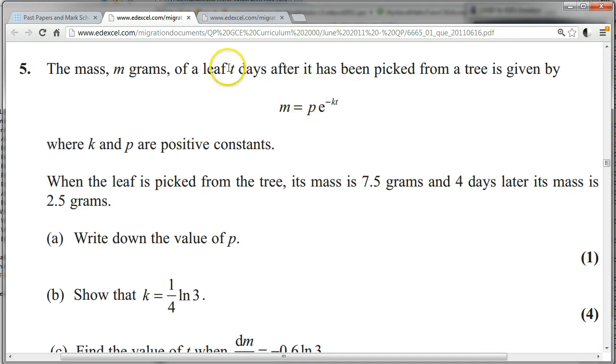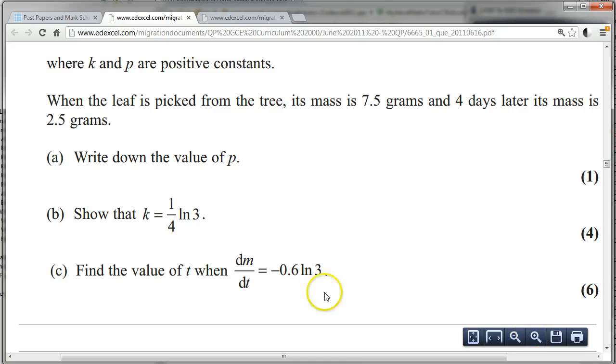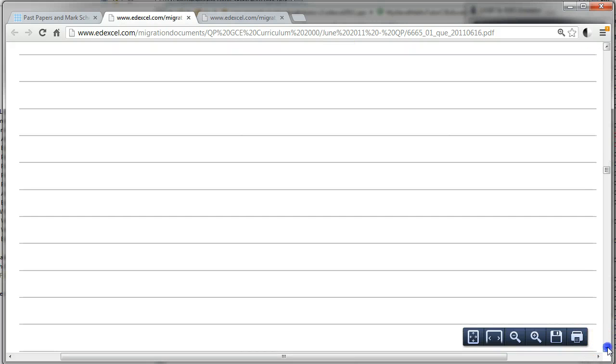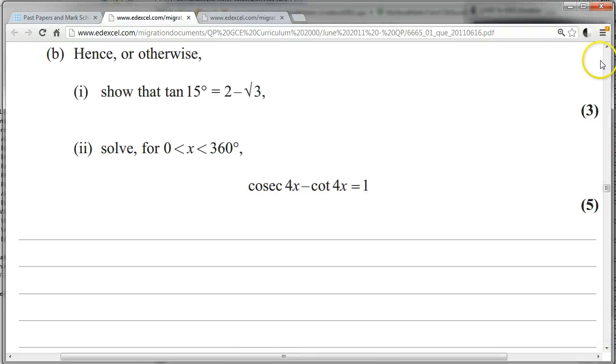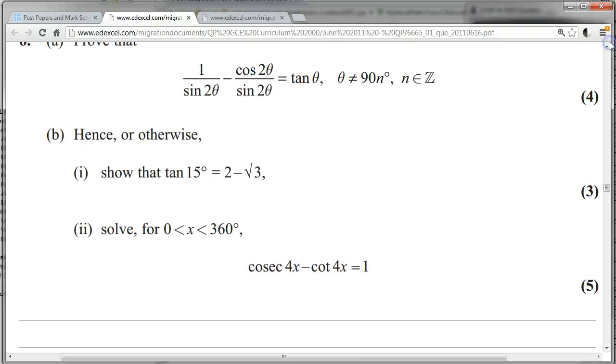Here's a formula. The mass of the leaf after t days, m is in grams. When the leaf is picked from the tree, so t would be 0, the mass is 7.5 and you can get p. Put the other time in, 4 days, so t is 4, and m is 2.5. You'll have another equation so you can solve for k. So that's nice and easy, a little marginally easy. Find the MDT. Find T when the MDT equals that. Again, I don't think that's an easy question, and it's written quite long-windedly as well. So the 5, so I've done 1, 2, 3, 4, 5. I'm still leaving those to do later on the exam, I think.